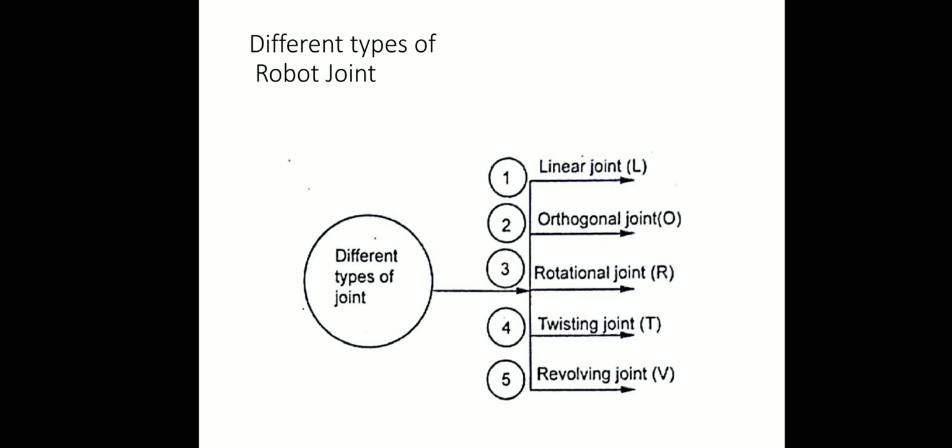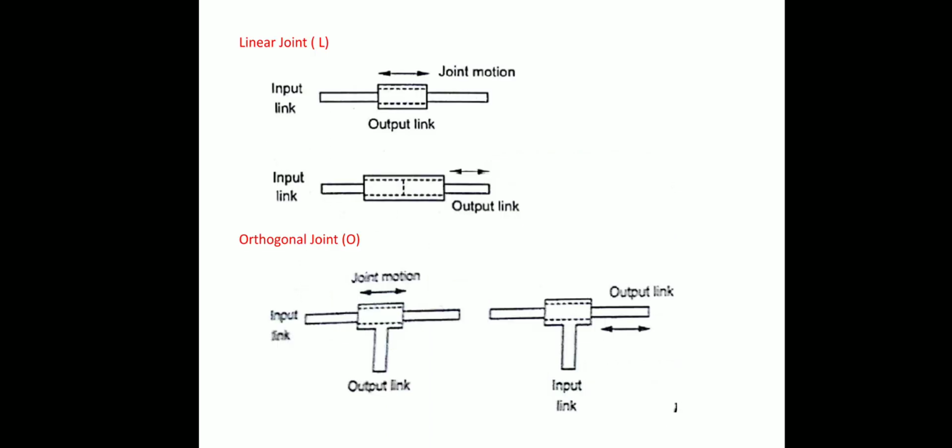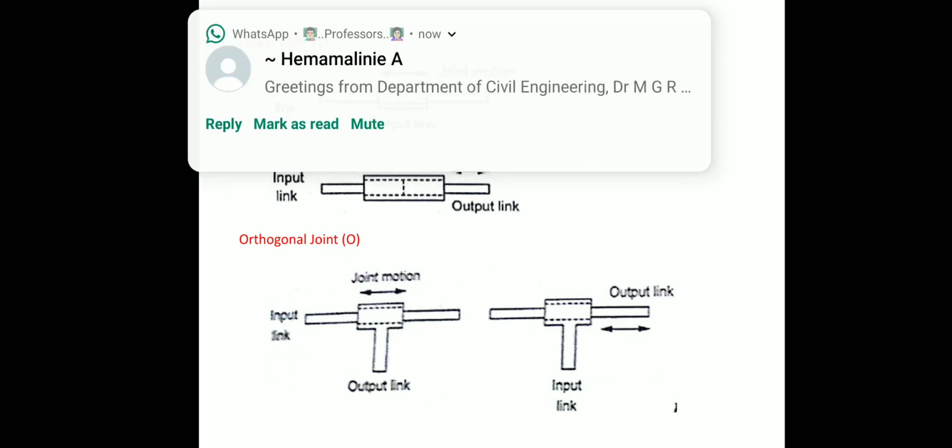Types of joints. We have to know what types of joints are available in a robot. The joints are linear joint, orthogonal joint, rotational joint, twisting joint and revolving joint. A linear joint means the motion between the two links, input and output, is linear, that means a straight line, as shown in the figure. The input link is on the left side and the output link is on the right side. The relative motion between the input and output links is in a straight manner, so it is called a linear joint.